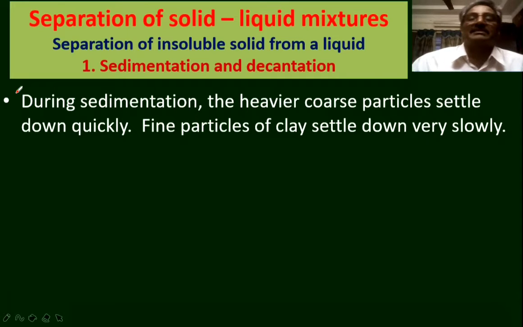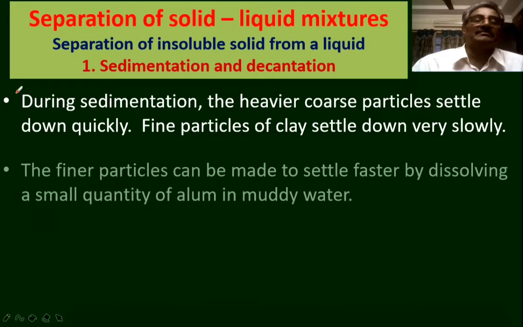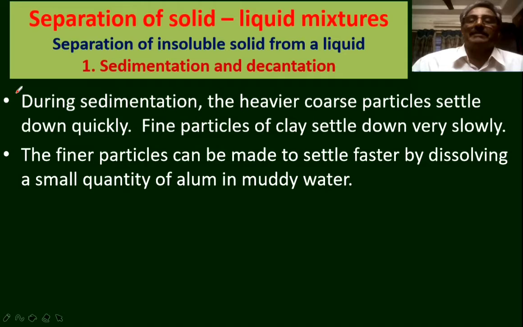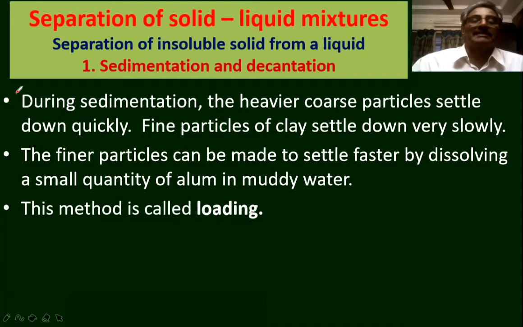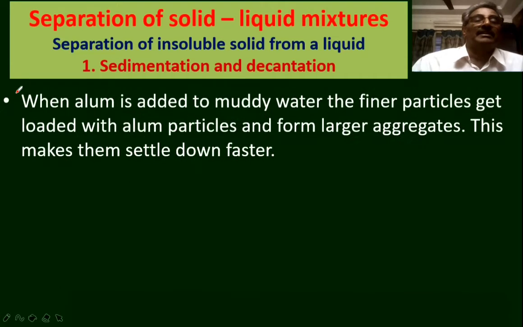During sedimentation, the heavier coarse particles settle down quickly. Fine particles of clay settle down very slowly. The finer particles can be made to settle faster by dissolving a small quantity of alum in muddy water. This method is called loading. When alum is added to muddy water, the finer particles get loaded with alum particles and form larger aggregates. This makes them settle down faster.